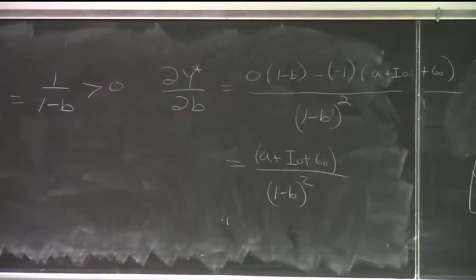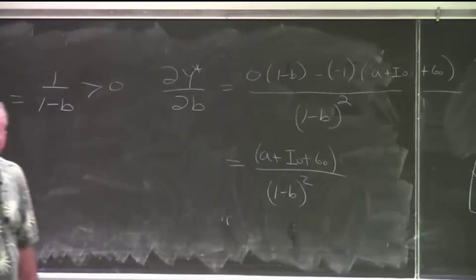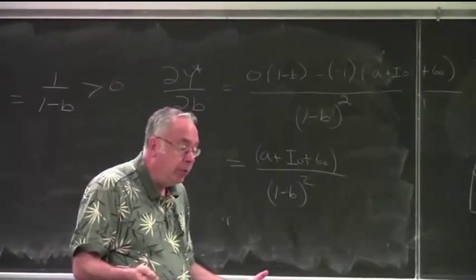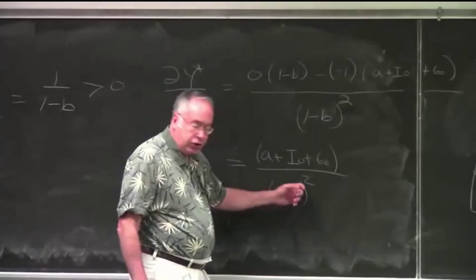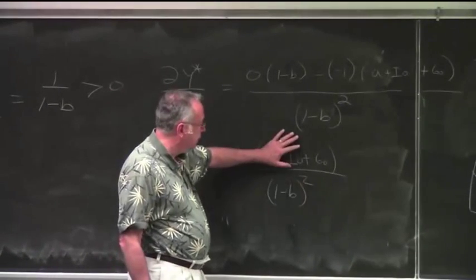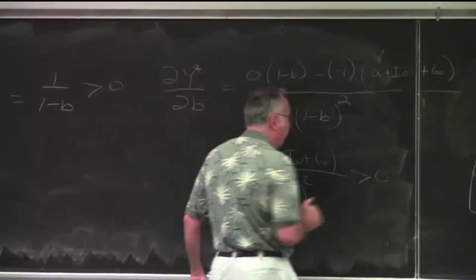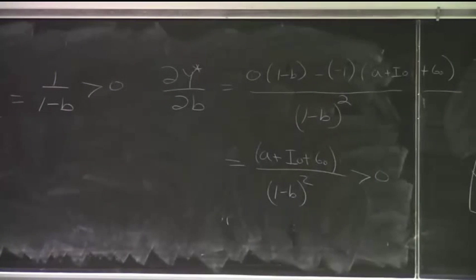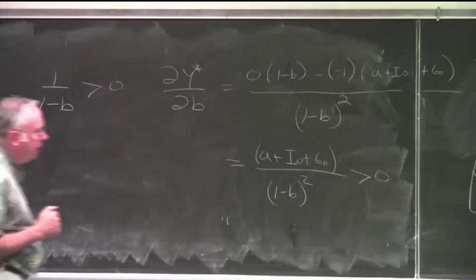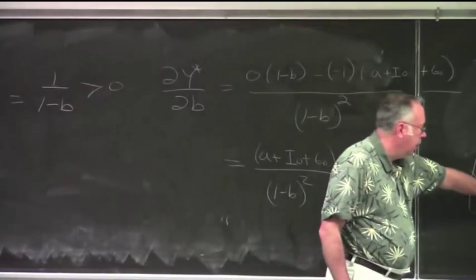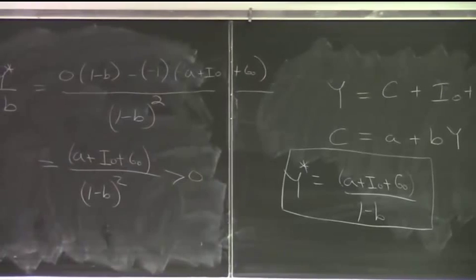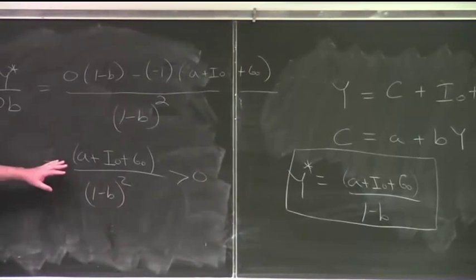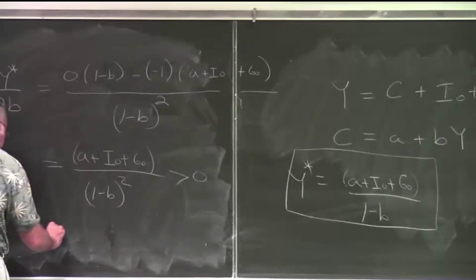So what is the sign of partial y star partial b? Positive, because both the numerator and the denominator are positive. 1 minus b itself is positive, then you're squaring it, so it'll still be positive. This is positive, so that is going to be positive. And in fact, let's look at the magnitude a little bit. It's clear that the sign of this is positive, but we could get some other information.